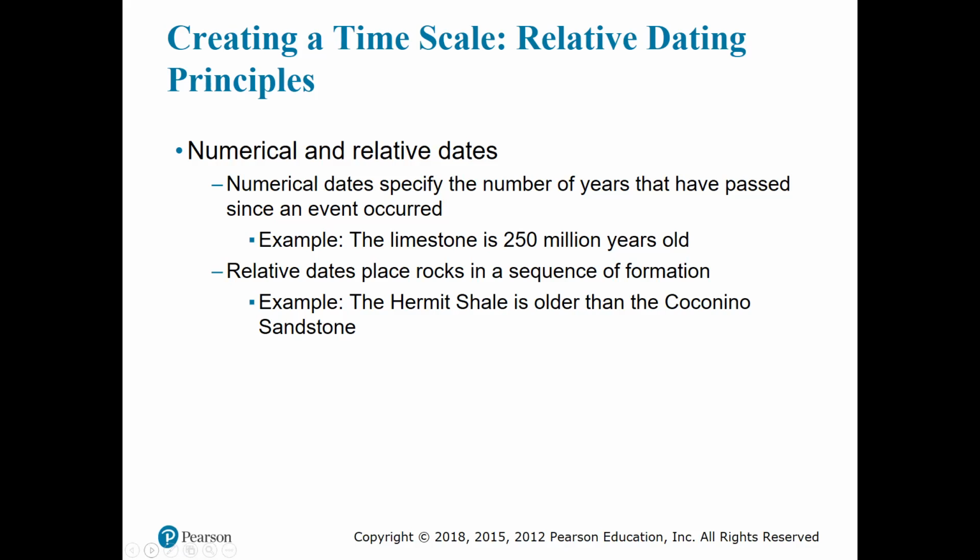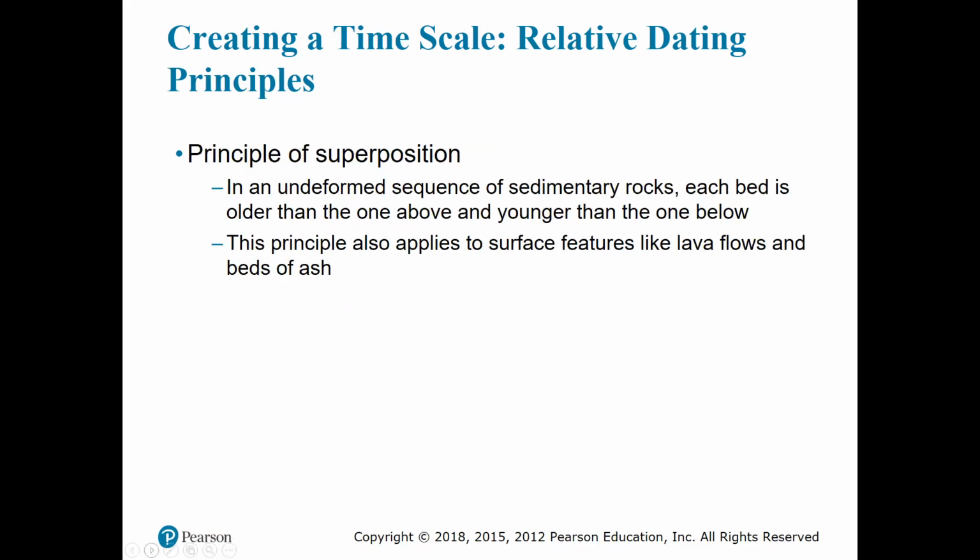Now we have radioactivity, which we'll get to in a little bit, that allows us to determine numerical dates. But what we have really been able to do is assign relative dates. And relative dates place rocks in a sequence of formation. So we're relating ages based on the layers of rock. So we don't know exactly how old they are, but we know which ones came first.